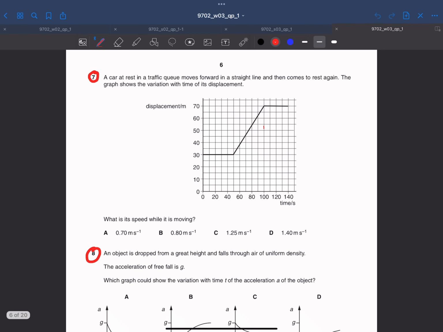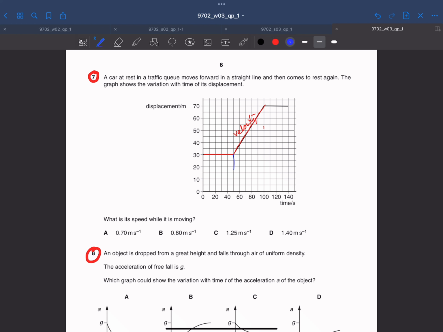Distance time graph. So you can say that this is the distance where the body is at rest, then it moves, because the slope of the displacement is nothing but the velocity. So this is nothing but velocity or speed. So the graph shows the variation with time t of its displacement. What is the speed while it is moving? So the simple thing is that you have to find the slope of this graph.